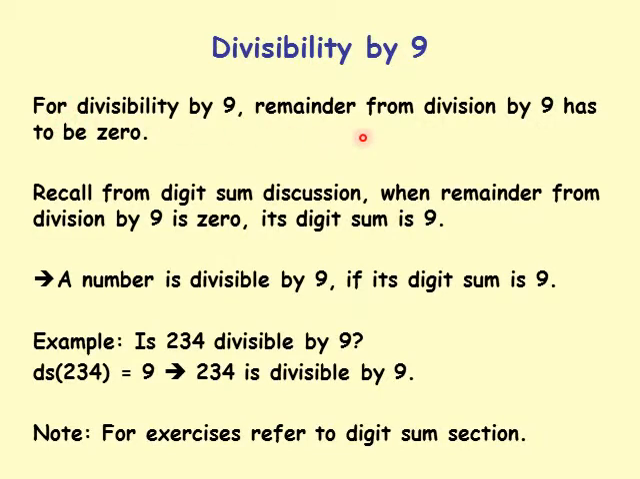And we say that if the remainder is 0, the digit sum is 9. So the digit sum I get is 9, so it's divisible by 9. That means 234 is divisible by 9. Let's continue. For exercises, refer to the digit sum section. I gave a link.